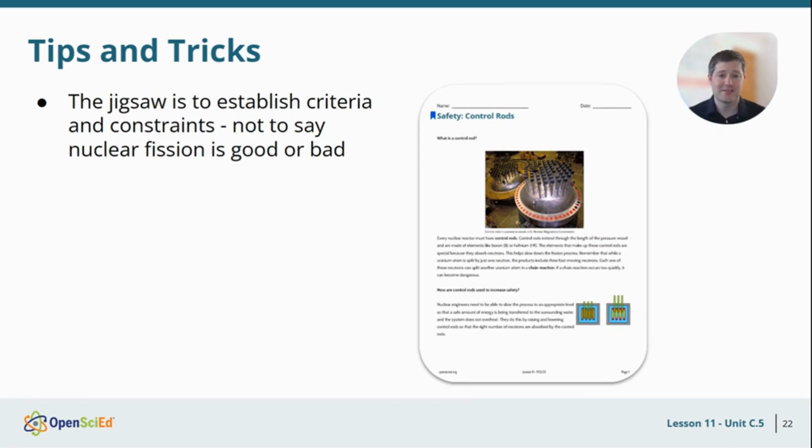Something else I'll note is that the jigsaw here around these different safety and environment and infrastructure readings is to establish criteria and constraints. At this point, we're not making big proclamations around nuclear fission being good or bad. That's territory that we probably want to stay out of in this unit because it's a bigger emphasis to think about electricity sources in the first physics unit. But we just want students to get some ideas on the table so then they can evaluate whether or not they want to think about nuclear fission as a transportation option in subsequent lessons.